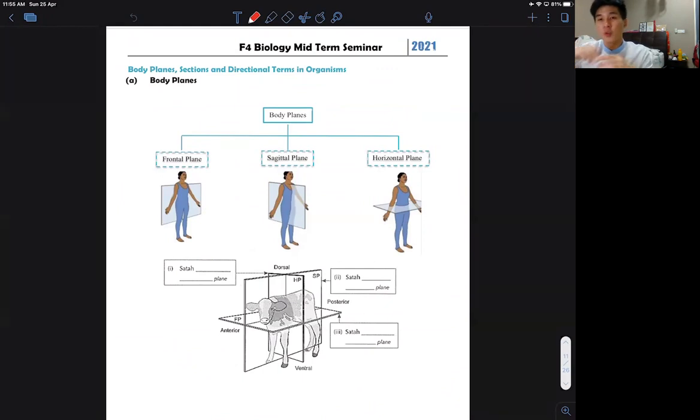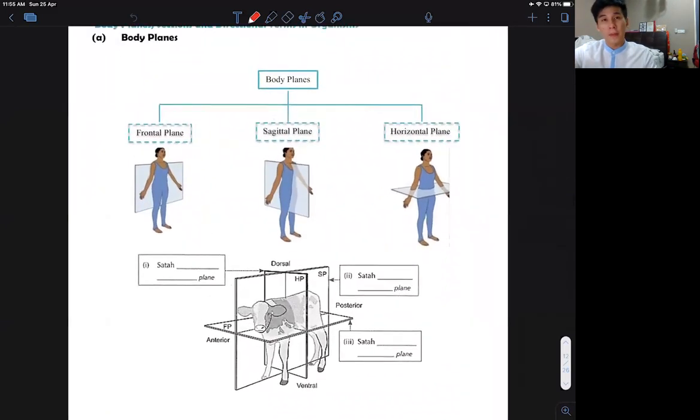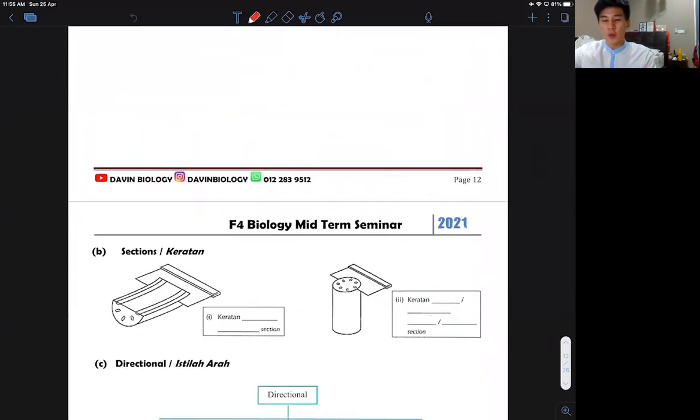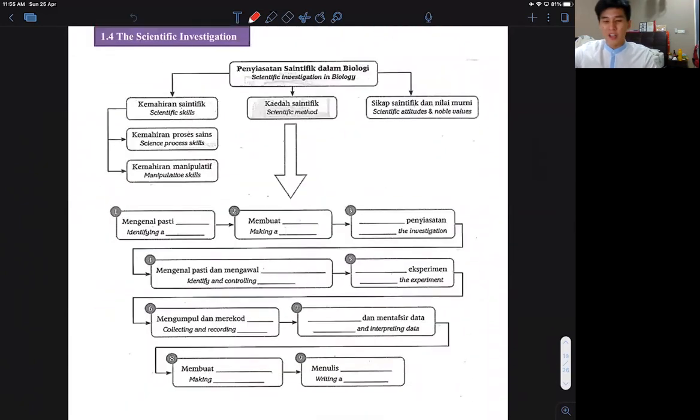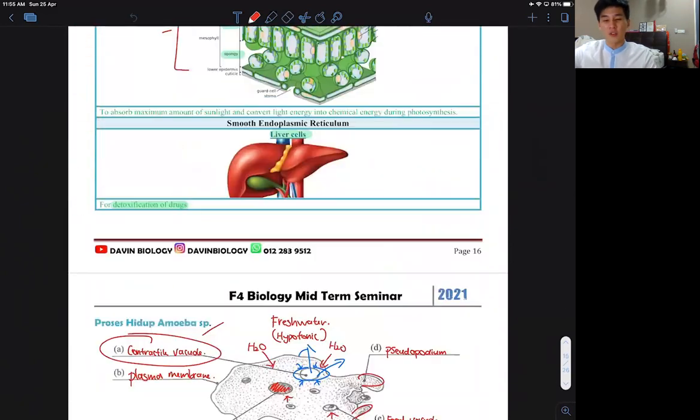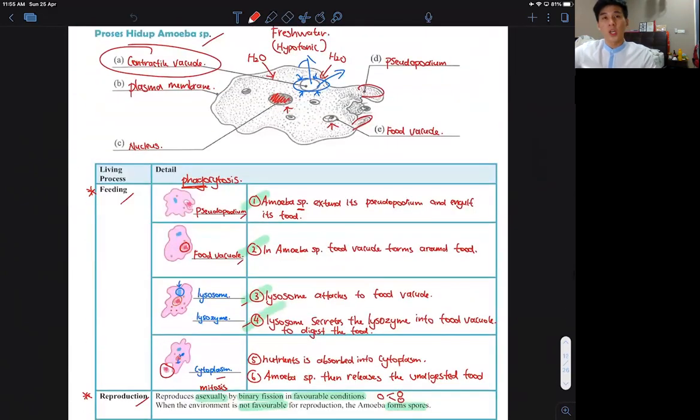Okay, so you try to do all this by yourself. Actually, the textbook has the answers. So you try to do chapter one. Chapter one, not really important, honestly. Only first time asked in objective. So focus more on chapter two.